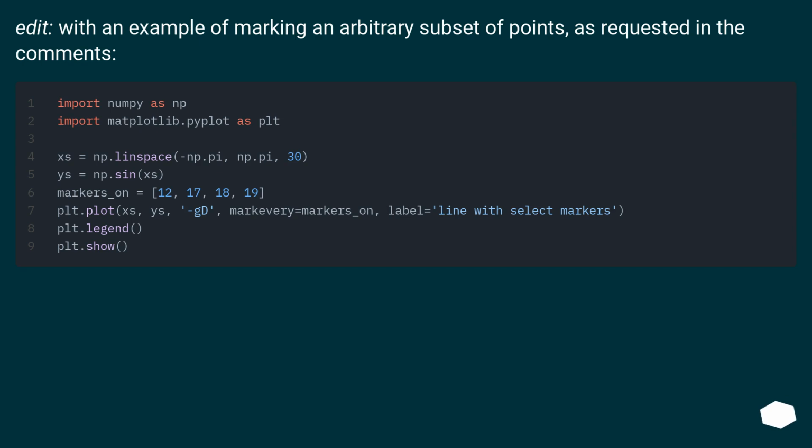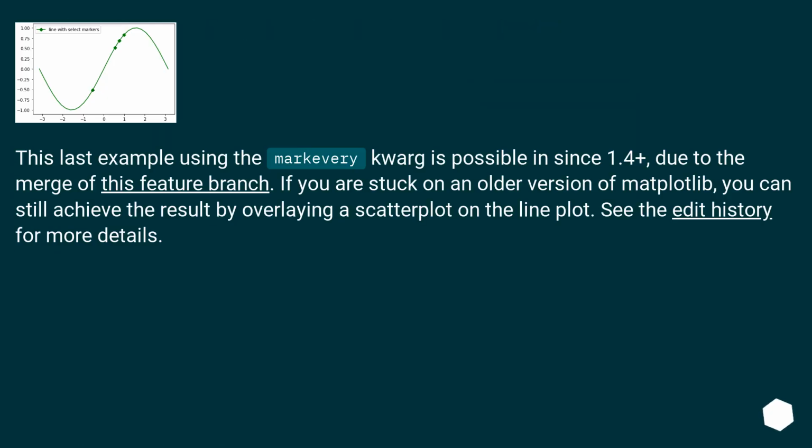Edit, with an example of marking an arbitrary subset of points, as requested in the comments. This last example using the markevery property is possible in Matplotlib 1.4+, due to the merge of this feature branch. If you are stuck on an older version of Matplotlib, you can still achieve the result by overlaying a scatterplot on the line plot. See the edit history for more details.